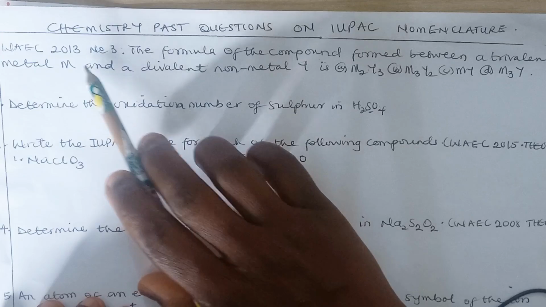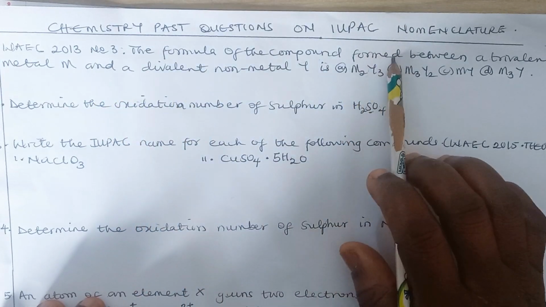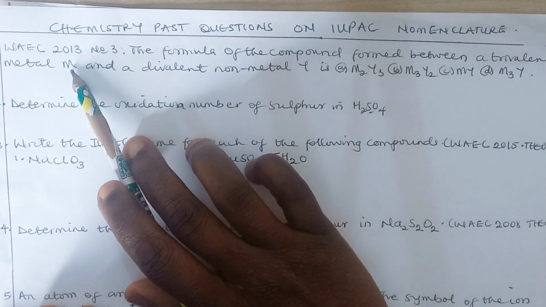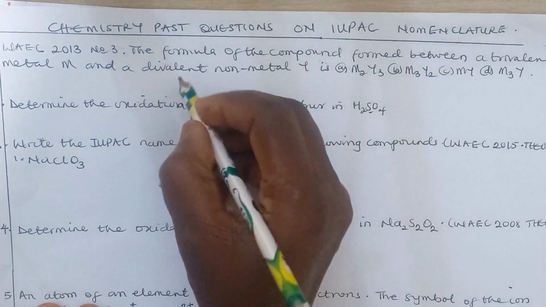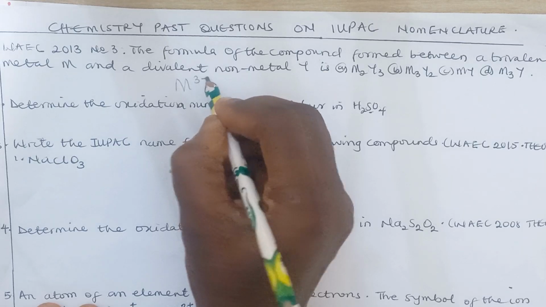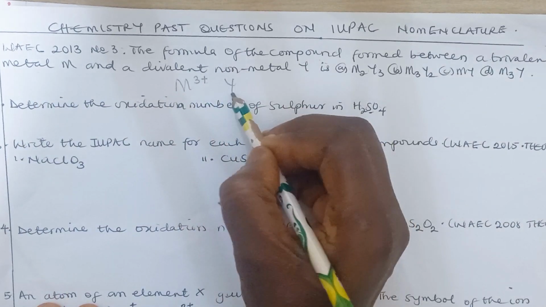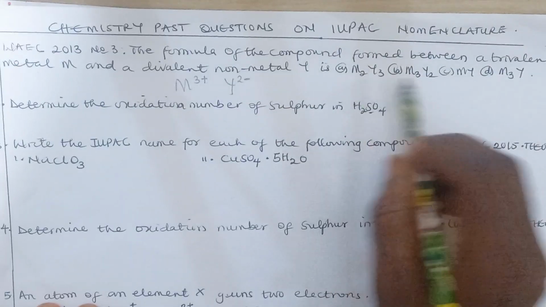So the first question here is WAEC 2013 number 3. The formula of the compound formed between a trivalent metal M, trivalent means it has 3 oxidation number, and a divalent non-metal Y is what? So if M is trivalent, that's +3, and it is a metal, metals are usually positively charged, then divalent is -2, which is a non-metal. What is the compound formed?